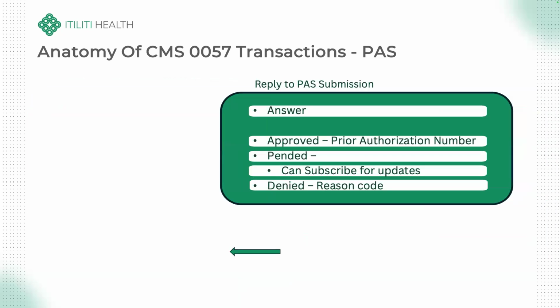And what we're going to get back from the payer is an answer. Ideally, it's going to be an approve answer that includes the prior authorization number or admin tracking number that you can use subsequently in your claim. There are situations where the information that was submitted needs to be reviewed by a human. And in that case, what the payer will respond with is a pended status.